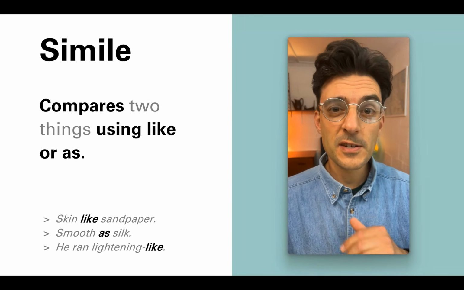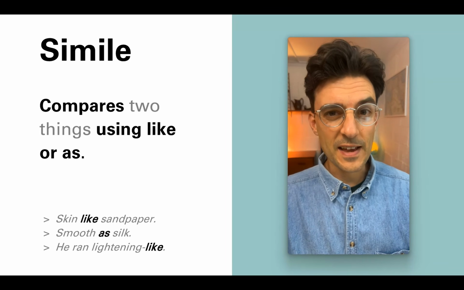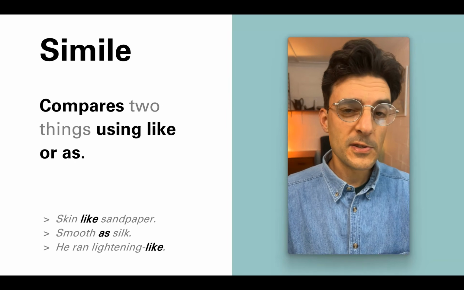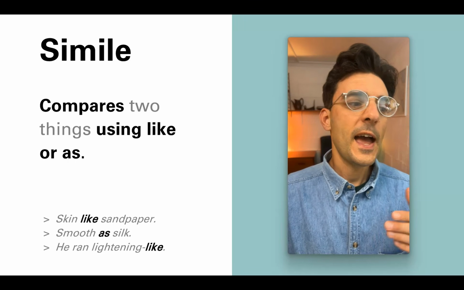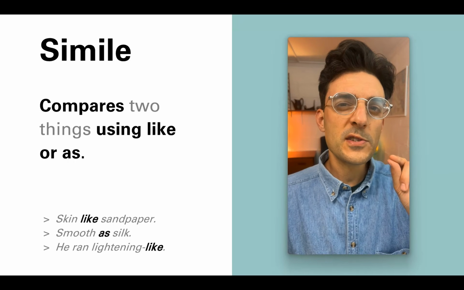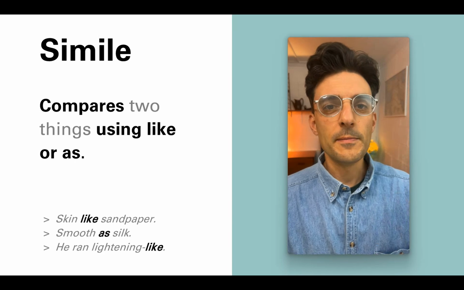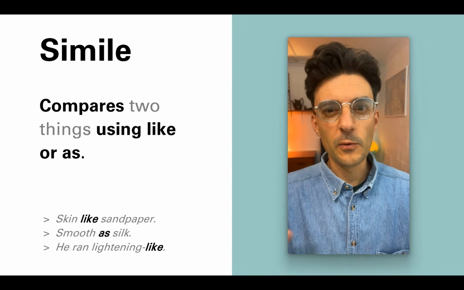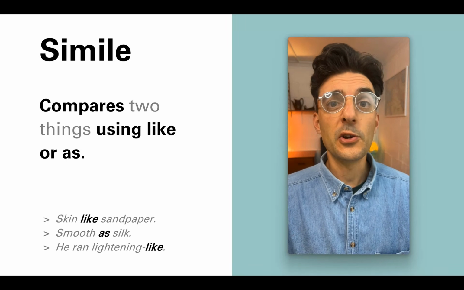Skin like sandpaper, comparing the texture of a person's skin to the rough texture of sandpaper. Smooth as silk, kind of the opposite here. We've got the smoothness of something being compared to silk, which we know is very smooth. And last but not least, he ran lightning like. Now, this is an interesting one because it's not so conventional. They've tagged the like onto the end of the word lightning to emphasize the way that the person ran lightning like, or like lightning, which we know moves very quickly. So that is simile, comparison using like or as.